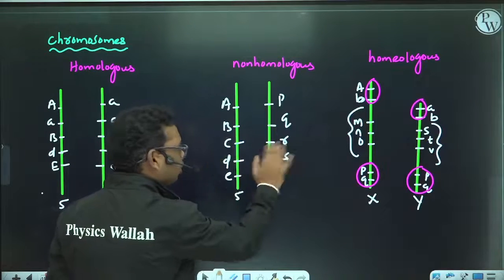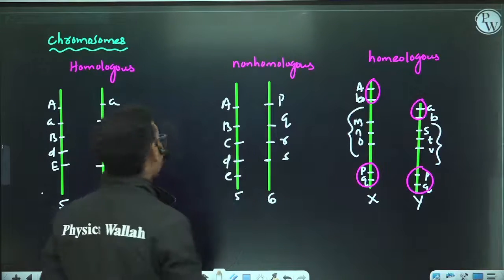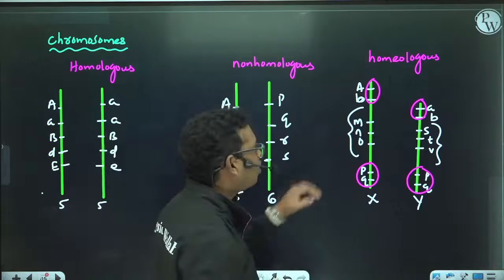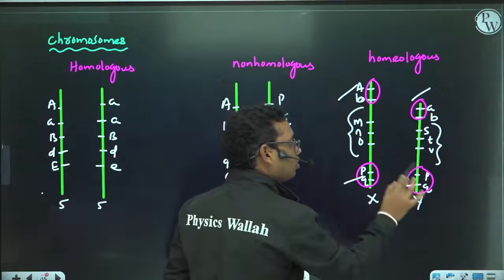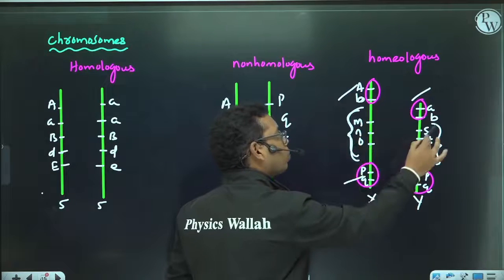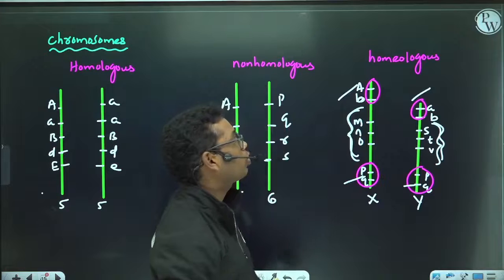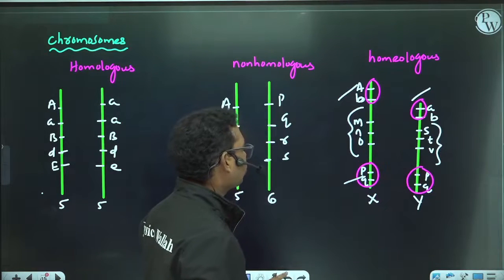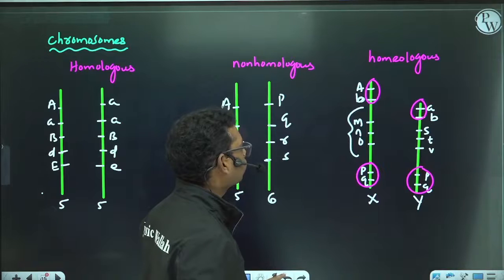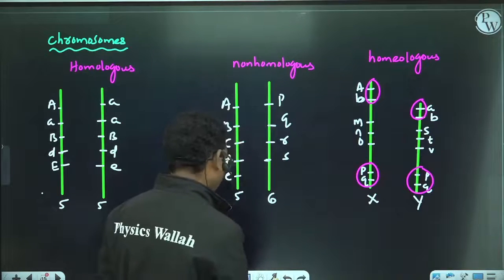Here there is no similarity. When there is no similarity, non-homologous. When there is complete similarity, homologous. When there is some similarities, like in this region, in this region, in this region, but there is differences also in this region, then those chromosomes will be called as homologous. They will be called as homologous chromosome. What do you call them? You call them as homologous chromosome.